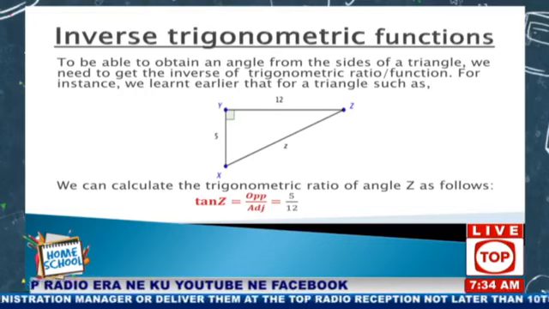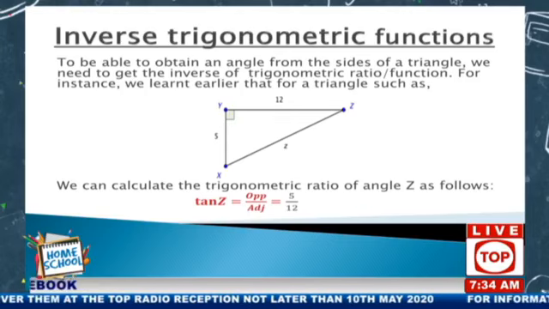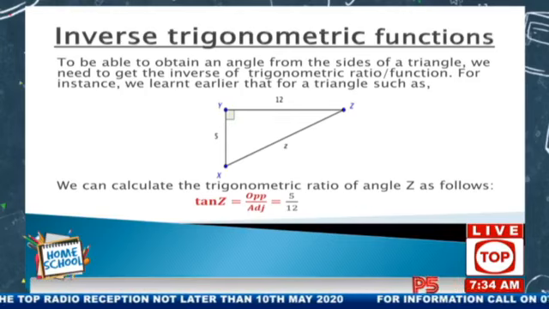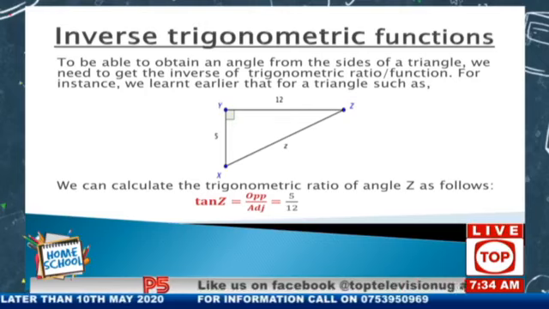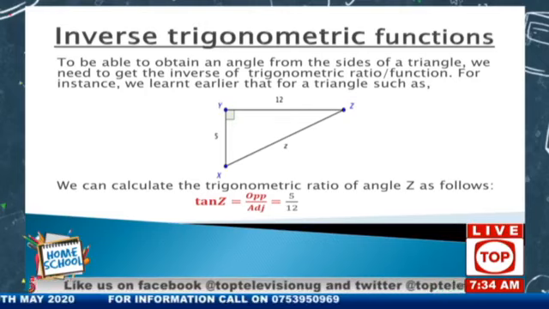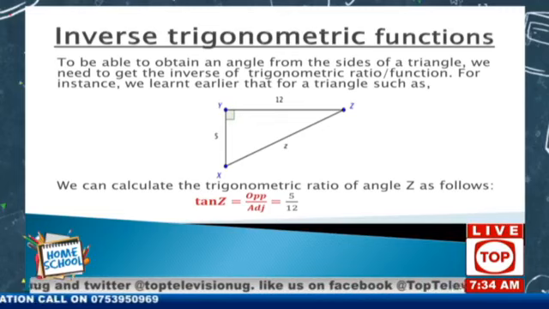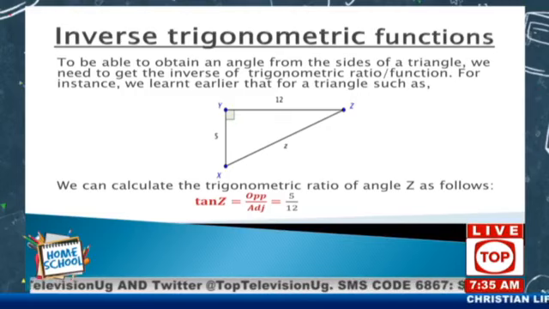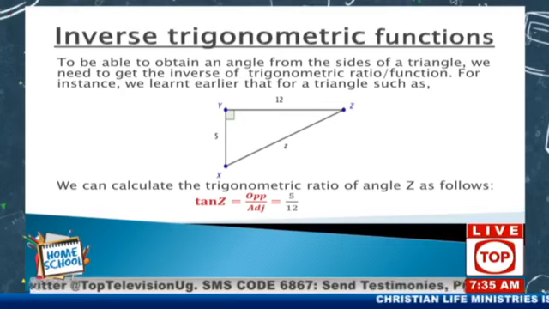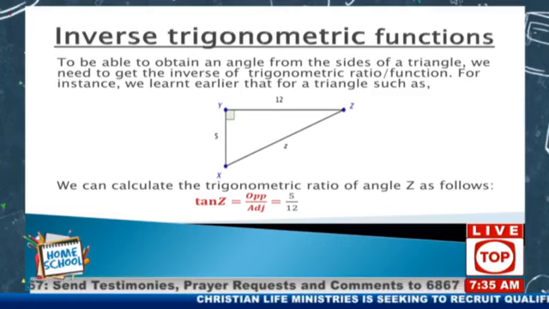To be able to obtain an angle from the sides of a triangle, we need to get the inverse of the trigonometric function, or ratio for that matter. For instance, I was trying to show you an example. You have that right angled triangle XYZ, and they have given the 15, and 5, and the other one 12, and they want us to get angle Z. Of course, for angle Z, the opposite, I can see it's a 5. The adjacent, I can see it is 12. So I can use tan to get tan Z as the opposite over adjacent, the way you see it down there on the screen in red. Opposite over adjacent, which is 5/12.